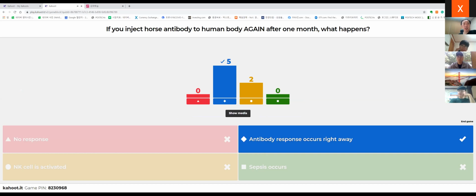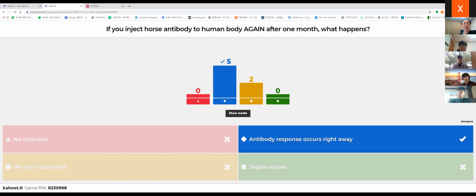You can inject a horse antibody one time into a human, but you cannot use that again, because once you inject horse antibody into the human, now it is an antigen. It takes about 2 weeks to generate antibody. The first time the response is small, so it's like a vaccine. But the second time, if you inject after 1 month, now our body is immunized against the horse antibody. Now the antibody response occurs right away. Now it can be a very dangerous situation. That's why that kind of emergency therapy can be used only one time.